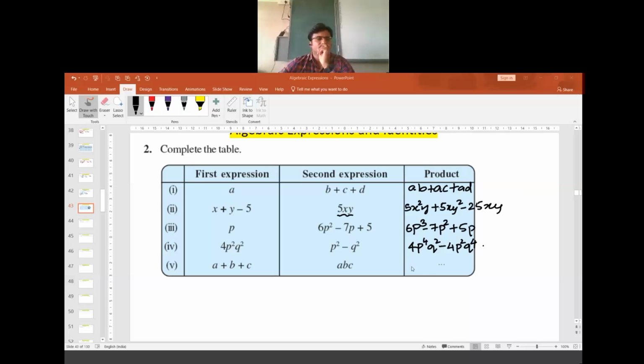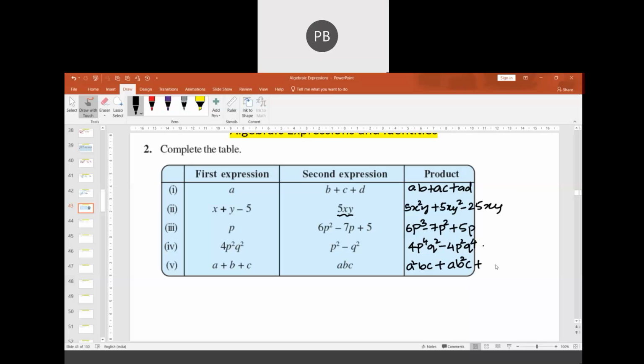a square bc plus a b square c plus abc square. Uday is telling wrong. Only one of them will be squared. Uday is saying a square plus b square plus c square. No, abc square is the answer.